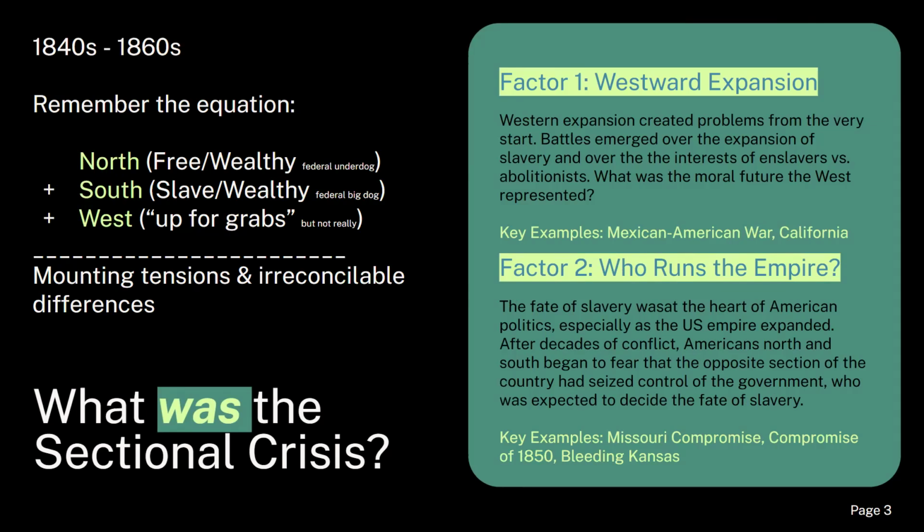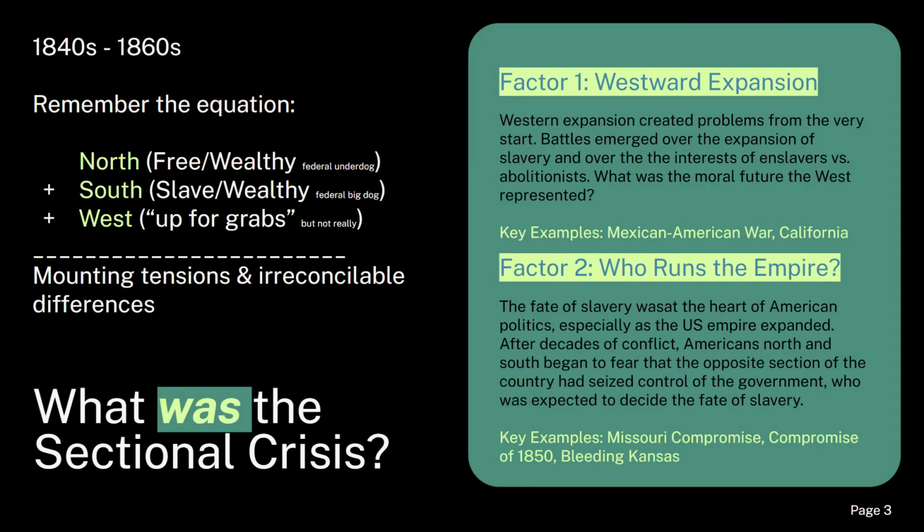Factor number two has to do with who runs the empire. It's not just that the South wants to control the West and the North wants to control the West. It's that the North may think, for example, that the states within the West should make the determination, and the South may think, for example, that the federal government makes that call. So it's also about the consolidation or the crystallization of power.